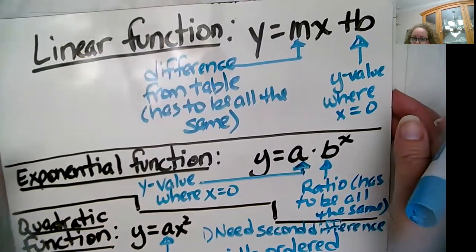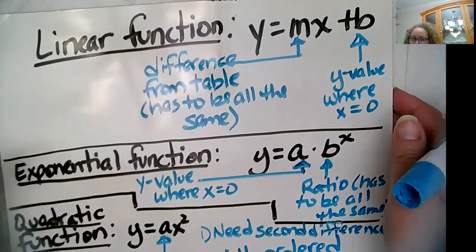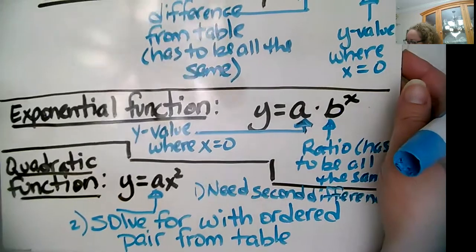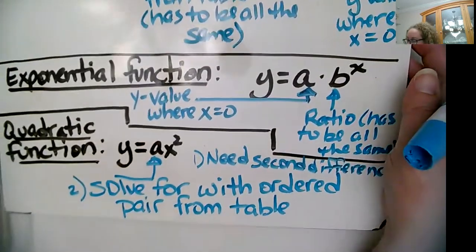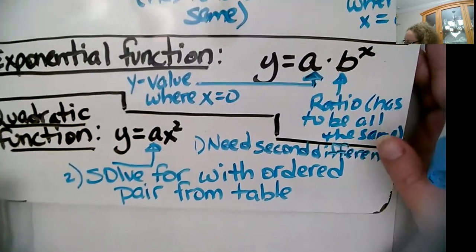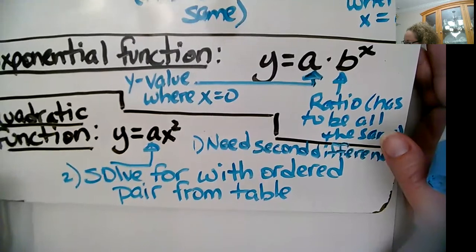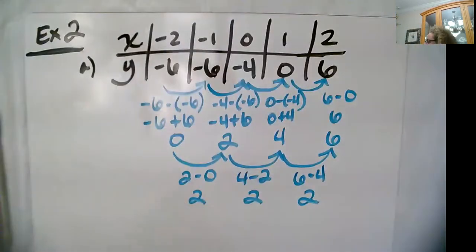So for a linear function, we had to have the first difference be the same, which we don't have, so we know it's not linear. For an exponential, it has to do with ratios. We didn't do a ratio. We had to do a second difference. So we know it's quadratic. That was the first thing we needed to do, find the second difference, which all came out to be the same. So that's all we had to prove.